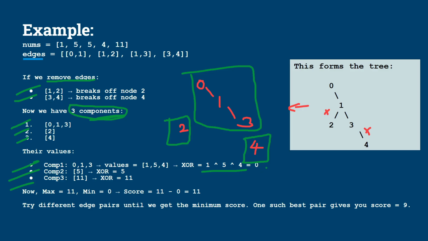All the JOR, if you apply, you will get 0 here. Similarly, if you apply for this component and this component, you will get the value. So the max you know, the min you know, you just do minus and you will get the value here. Like that, you will try the edge pairs until we get the minimum score, right? And one such pair gives you the score 9. Understand? We'll discuss more in this video.